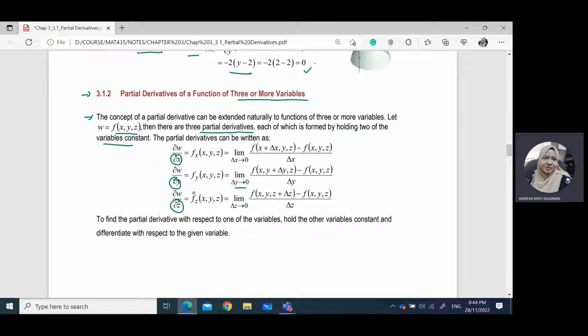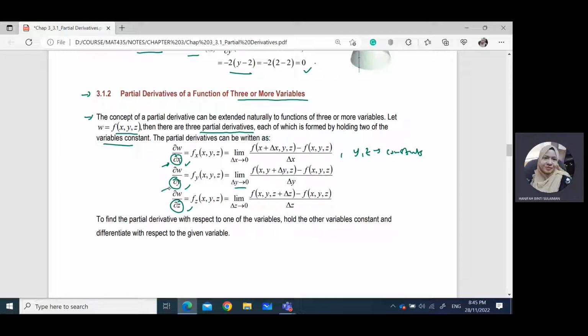Okay, so this means that when we have a function that involves three variables, we have three partial derivatives. So what are the partial derivatives? They are the partial derivatives with respect to x, y, and z. Okay, so when we want to differentiate with respect to x, y and z remain as constants. So that means here, when you want to differentiate with respect to x, y and z will be constants.